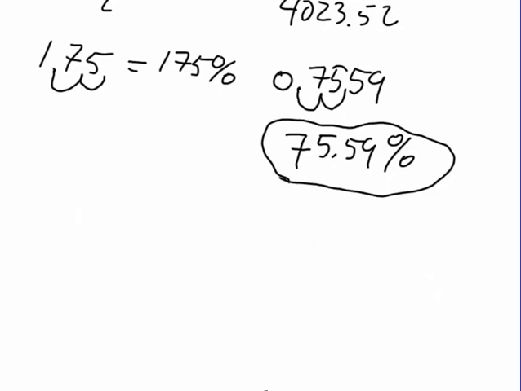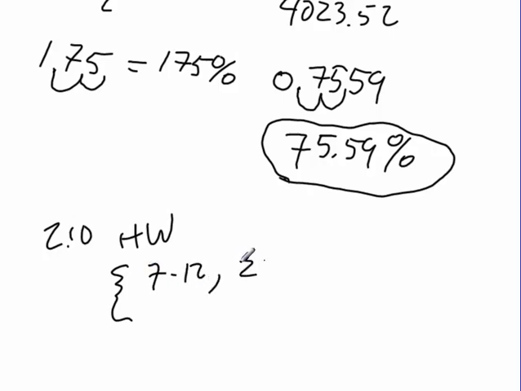So I want to jot down the homework for this section. The 2.10 homework, we're going to do problems numbers 7 through 12 and 25 through 30 all. I want to get those in there because these are all really, really good problems to do.